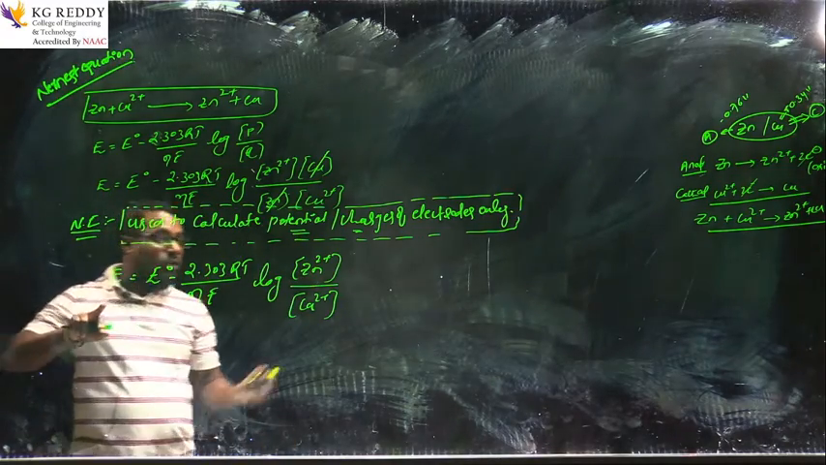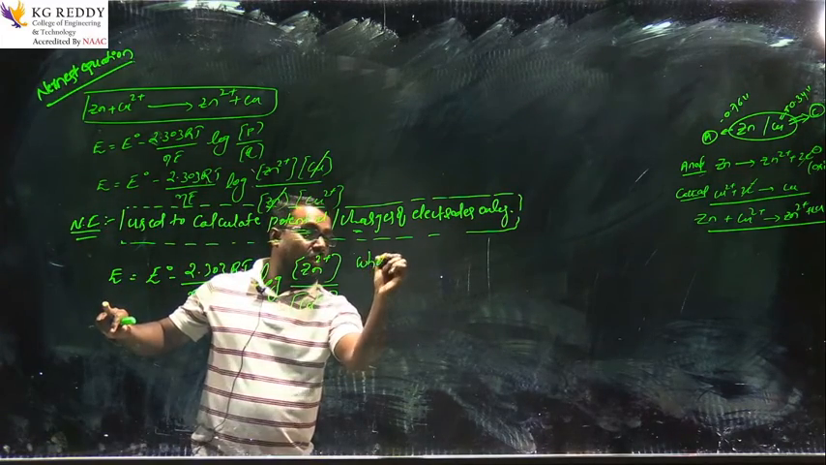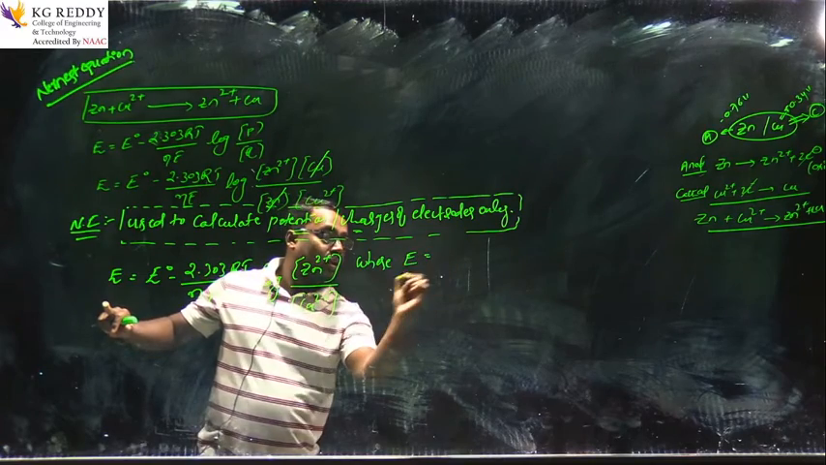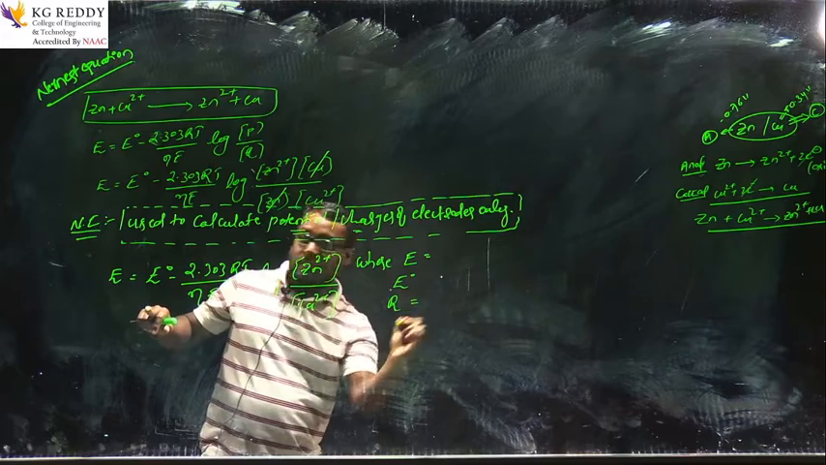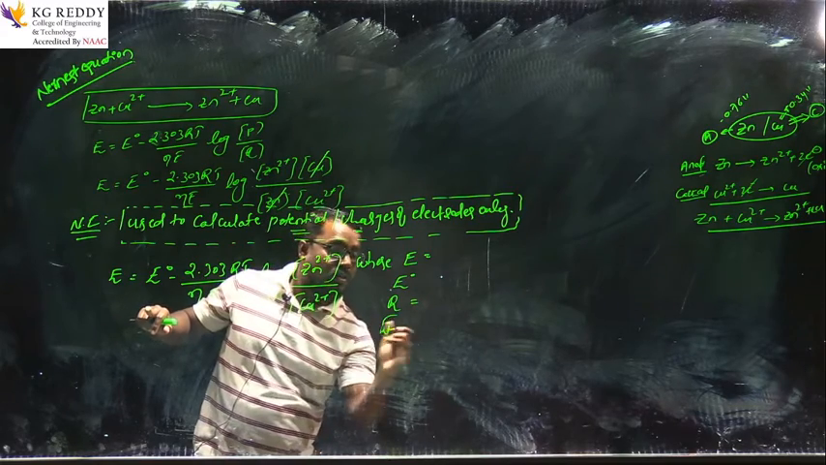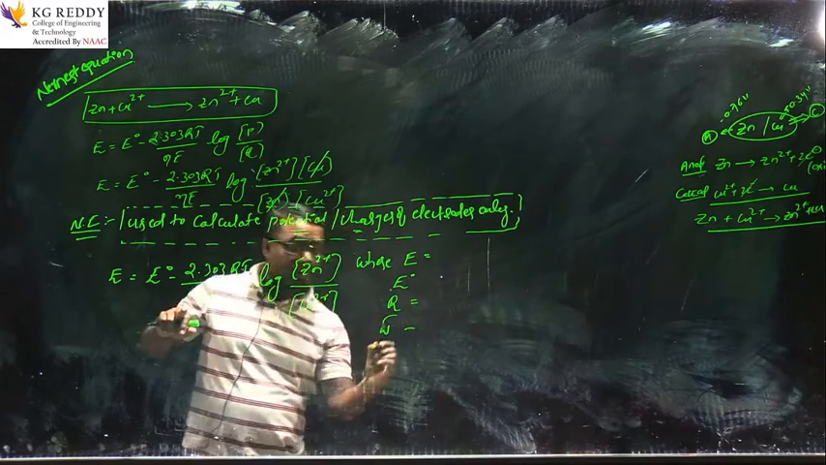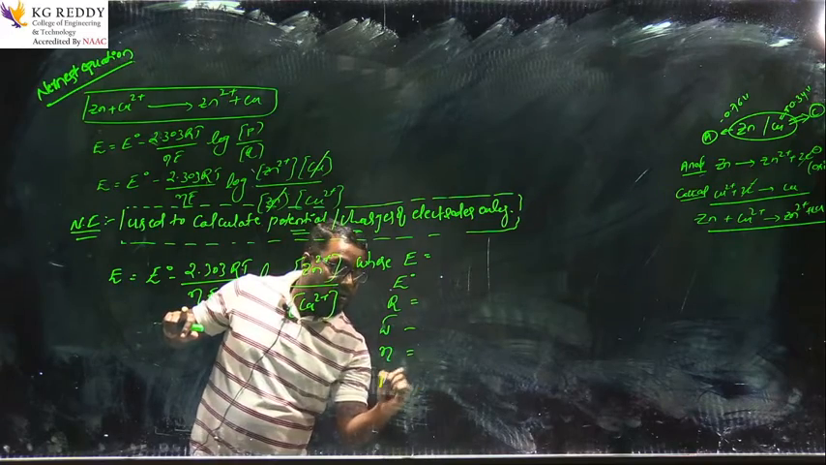Now we need to write where E is what, E naught is what, R is what, T is what, n is what, and F is what?